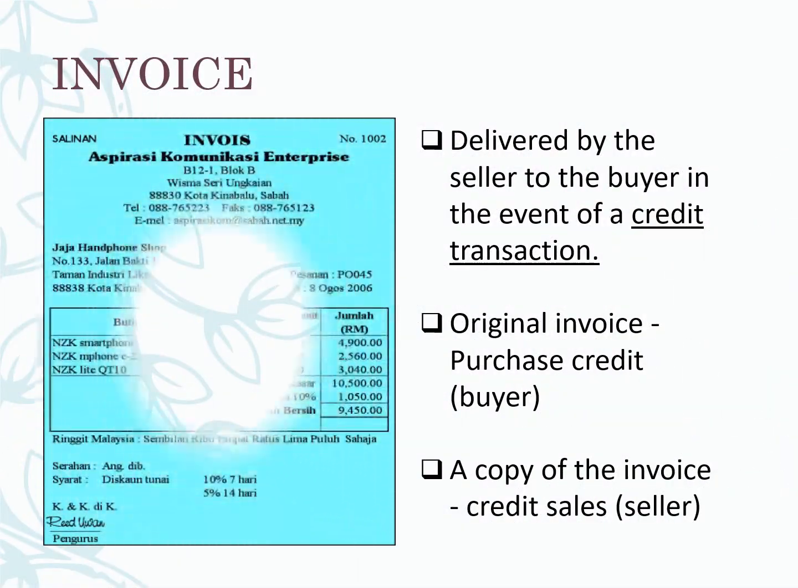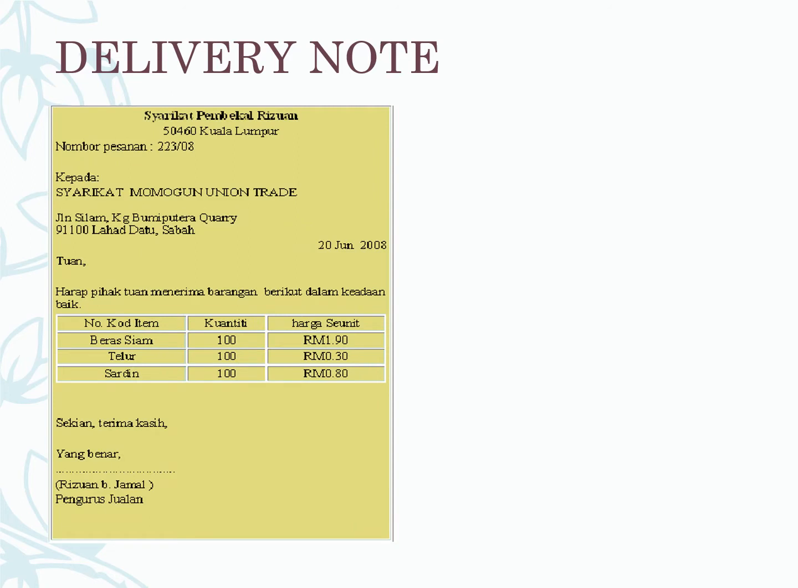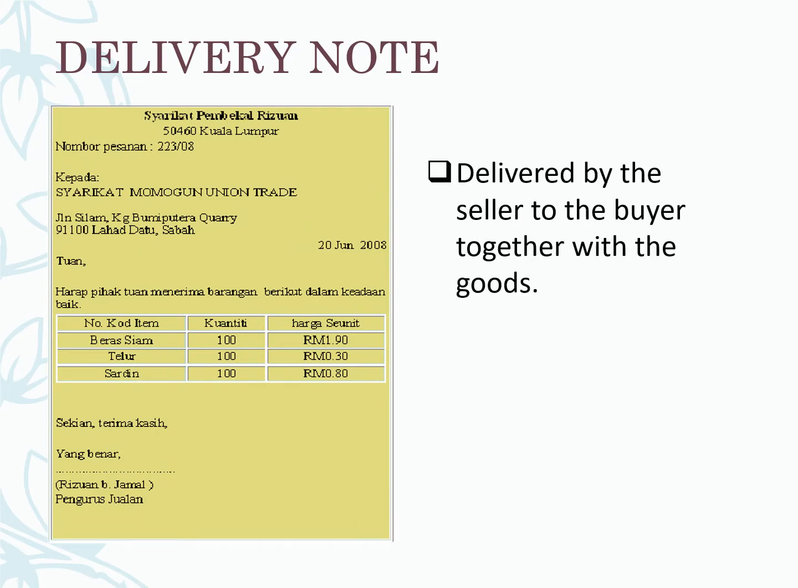Invoice. An invoice is delivered by the seller to the buyer in the event of a credit transaction. The information included in an invoice are the goods, the quantity of goods, the cost per unit, and also the total amount. Delivery notes. A delivery note is delivered by the seller to the buyer together with the goods, and the buyer can check these items when they receive their goods.